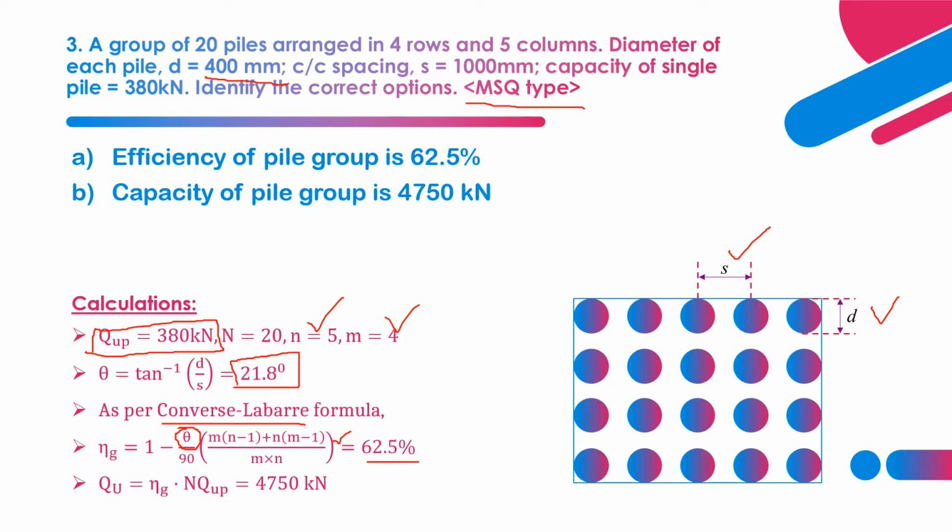So what is the capacity of pile group? By using this efficiency and the total capacity, total capacity means n times individual pile capacity. So how many piles are there? 20 into the individual pile capacity, 380, into pile group efficiency, that is 0.625. If we substitute those values in this formula, we can get the capacity of pile group as a whole, that is nothing but 4750 kilonewton.